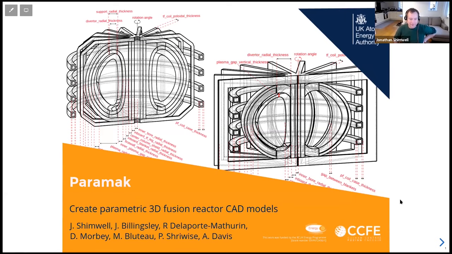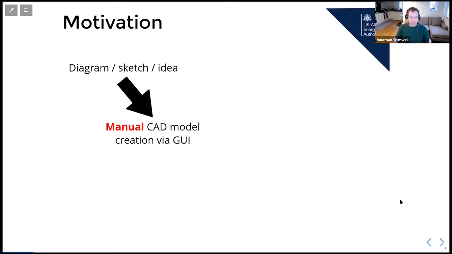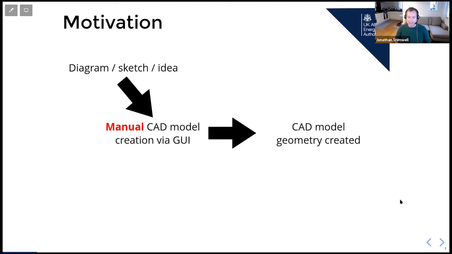So why should we bother with automatic geometry construction? You might be sitting at your desk one day and someone will come up with a back of the envelope paper tissue sketch and say, please make me a CAD model. So the traditional approach would be you get out CATIA and you start manually using that GUI to make a CAD model. I realize not everyone does that, but this is fairly common. And then you finish the CAD model and it's project done.